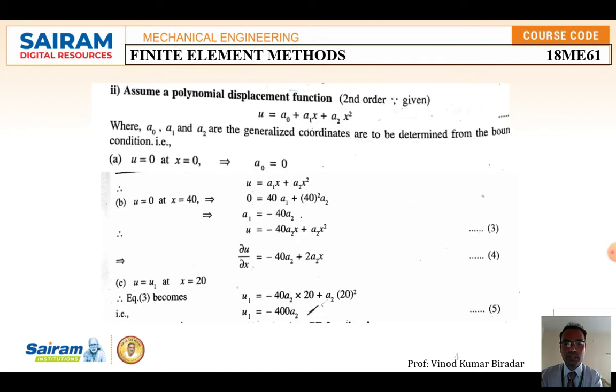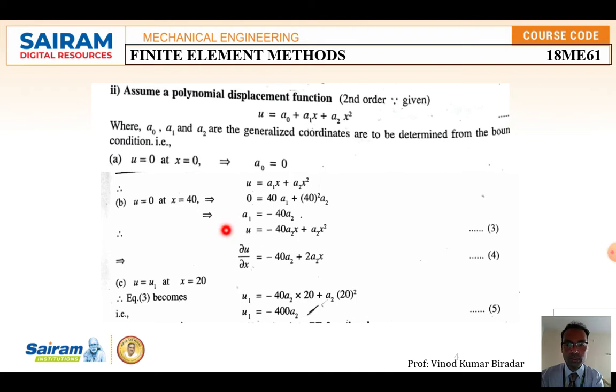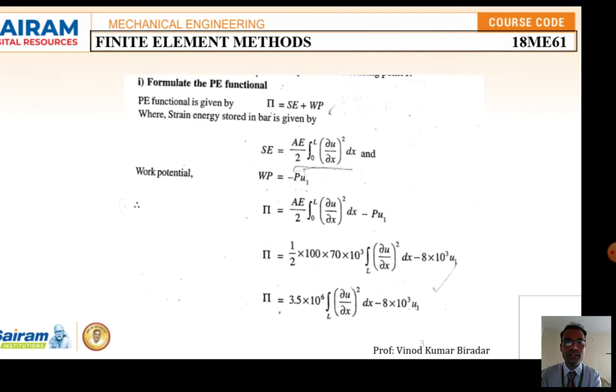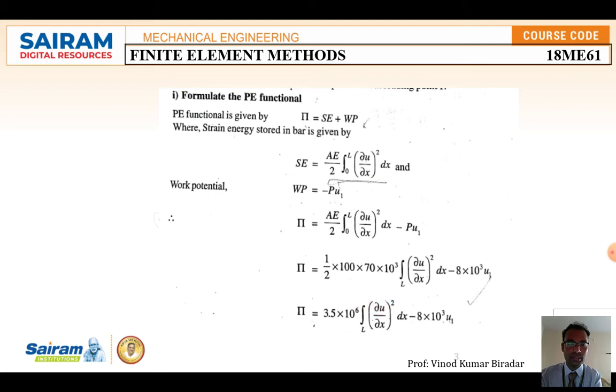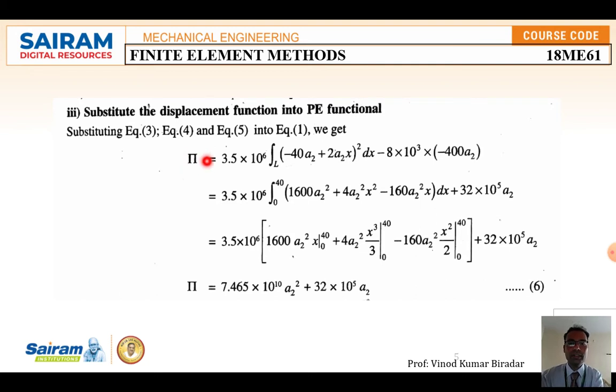Now this u1 equation you substitute in the potential energy function. Substitute all those values in the equation. That is, pi is equal to 3.5 into 10 to the power of 6, integration from 0 to L of dou u by dou x whole square, and you have to substitute the dou u by dou x value here. So after substituting, you are going to get pi is equal to 3.5 into 10 to the power of 6 integration of 0 to L of minus 40 a2 plus 2a2 x whole square dx, minus 8 into 10 to the power of 3 into minus 400 a2. This is the load value.